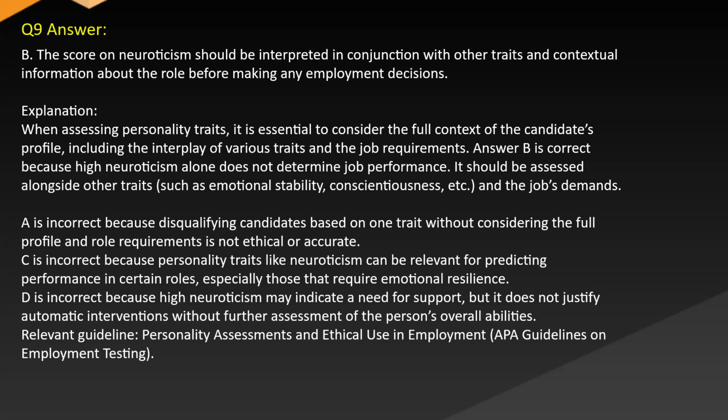C is incorrect because personality traits like neuroticism can be relevant for performance in certain roles, especially those that require emotional resilience. D is incorrect because high neuroticism may indicate need for support, but it does not justify automatic interventions without further assessment of the person's overall abilities. Relevant guideline: personality assessments and ethical use in employment. About guidelines on employment testing.